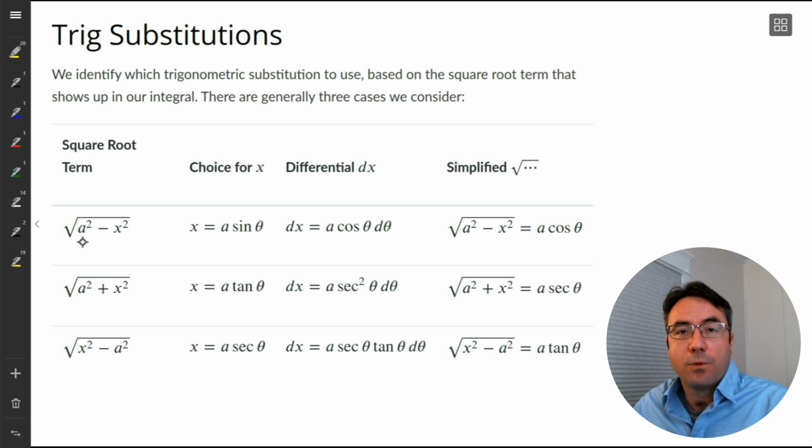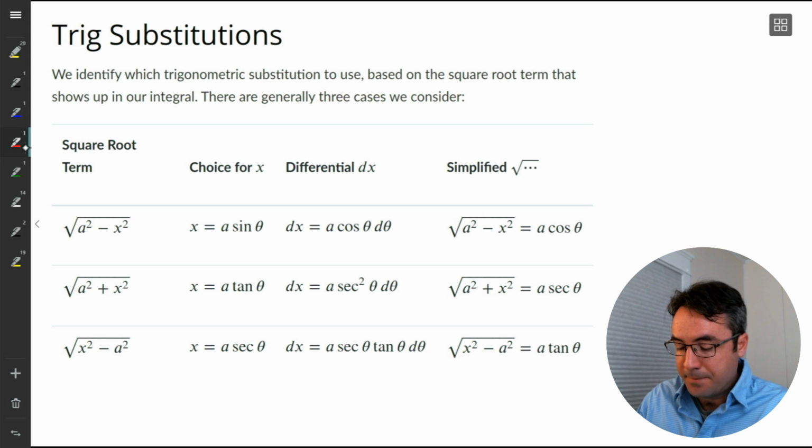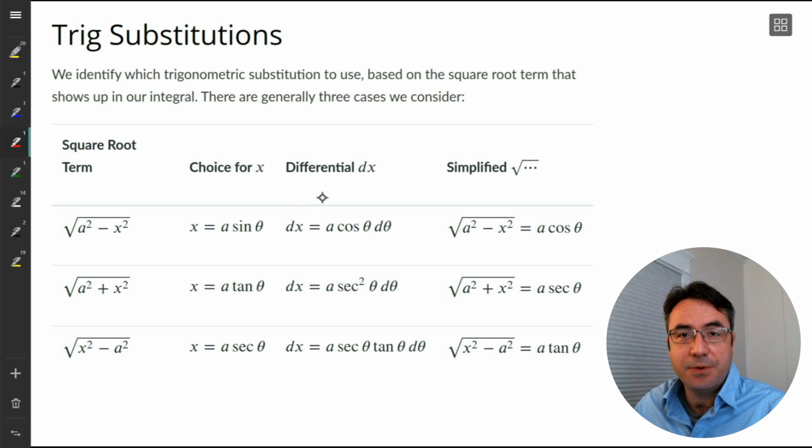And based on these three possible cases, we're going to identify what we should pick for x. So this is going to be our actual trig substitution. We're going to make a choice for x based on whichever square root function we see. Once we choose x, we're going to calculate dx, so calculate our differential. And this should start feeling pretty similar to things we've done so far. Now, the really important point here is this differential. We do need to calculate this.